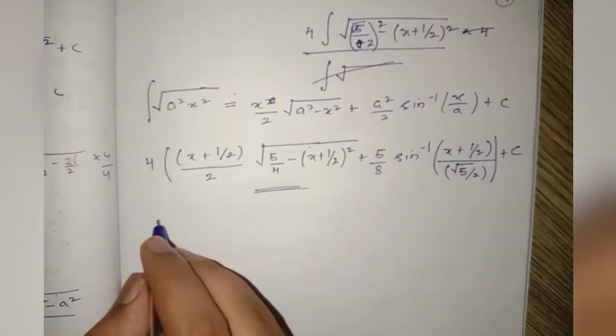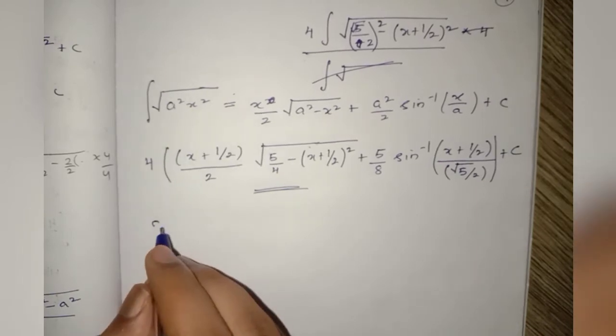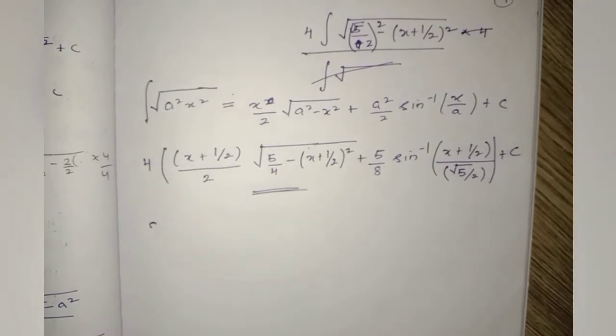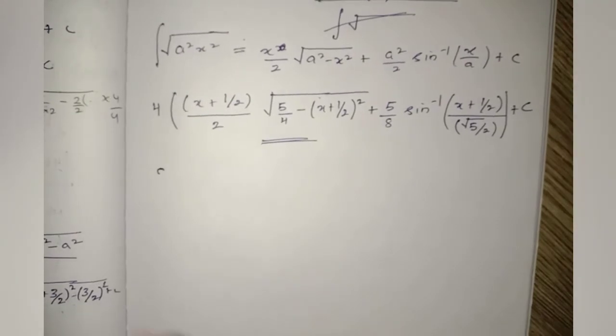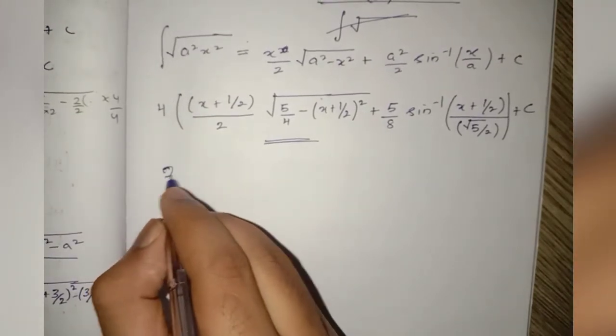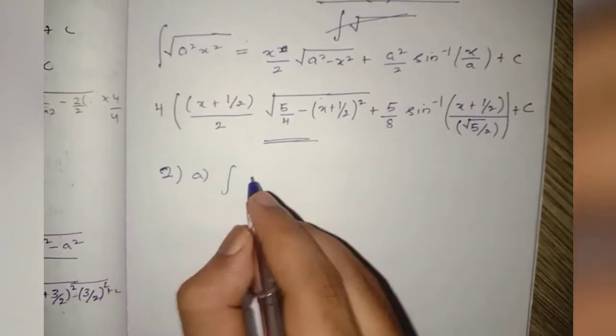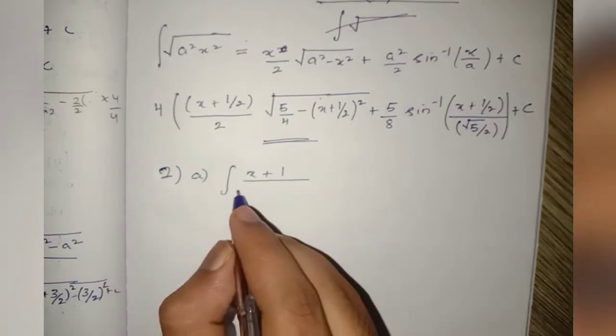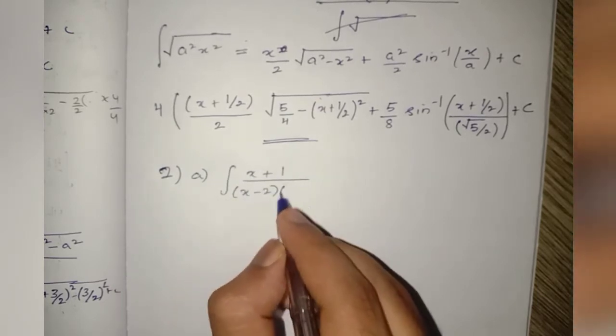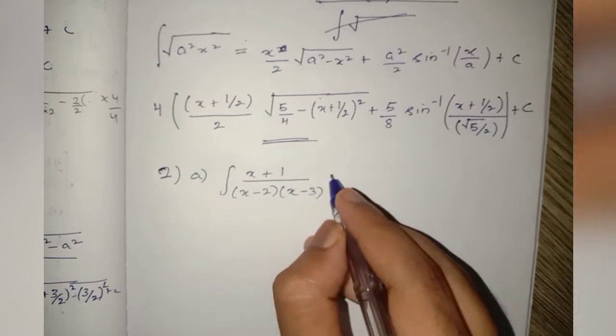Let us move to the D question. Sorry guys, there is no D question. We will move to the second question. Second question, part A: integral x plus 1 by x minus 2 into x minus 3 dx.